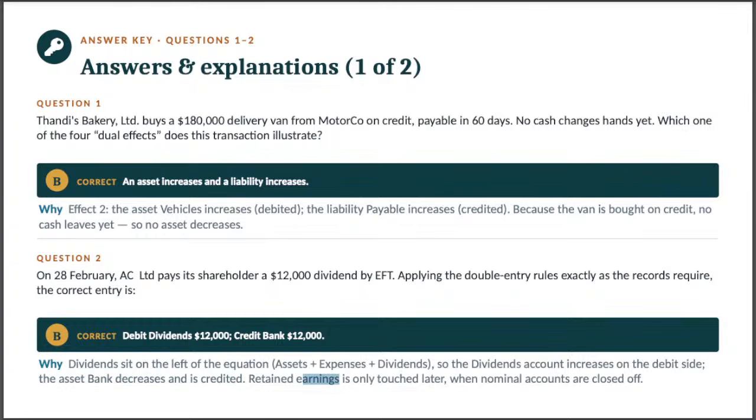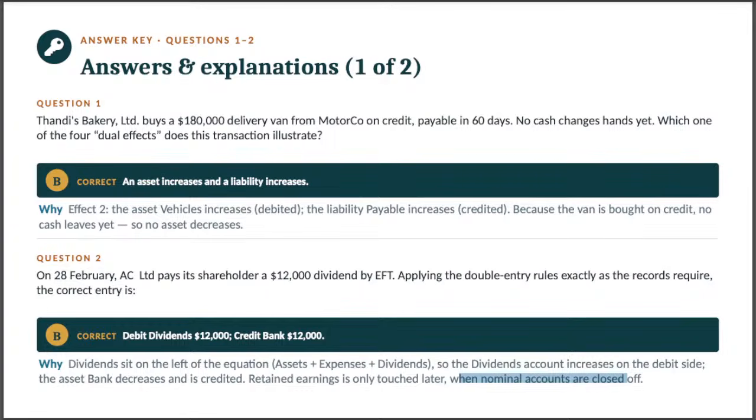The retained earnings is only touched later when the nominal accounts are closed off. Okay, so there it is. So debit dividends 12,000 because they pay the shareholder a 12,000 dividend by EFT. The 12,000 is credited for that EFT, and it goes over to debit on the dividends here. However, these are both moving on that same side. But the retained earnings is only touched later when the nominal accounts are closed off. So there it is.